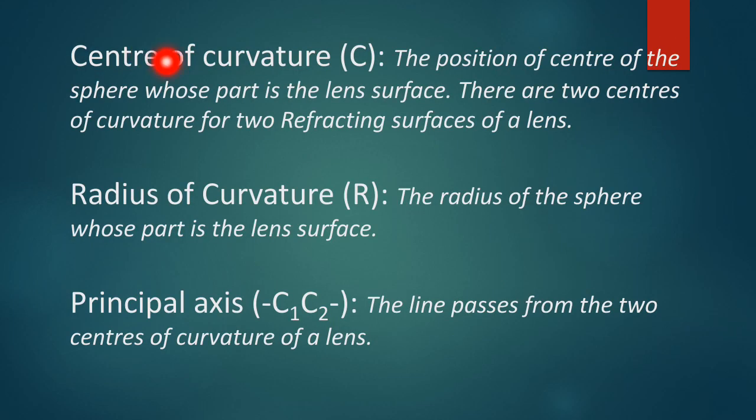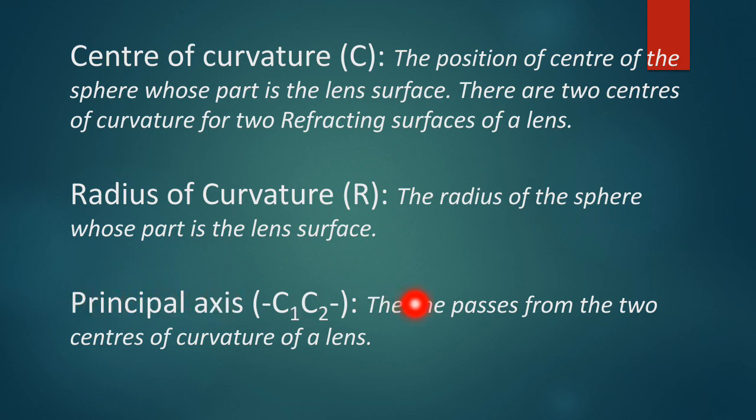Center of curvature: you can define it as the position of the center of the sphere whose part is the lens surface. There are two centers of curvature for the two refracting surfaces of a lens. Radius of curvature is the radius of the sphere whose part is the lens surface. So this r means the distance of the center of curvature from the lens. Clear?